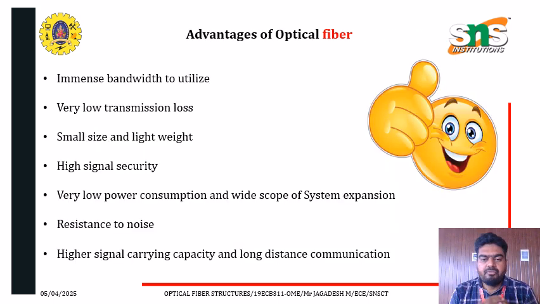Let's see the advantages and the drawbacks of optical fiber communication. As we said in the very first slide, it has an immense bandwidth, a higher bandwidth to utilize, very low attenuation, and low transmission noise. Another is small size and light weight, higher signal security, very low power consumption, and wide scope of system expansion, then resistance to noise, and high signal carrying capacity, because it supports up to the terahertz frequency range. So it has a higher signal carrying capacity and long distance communication.